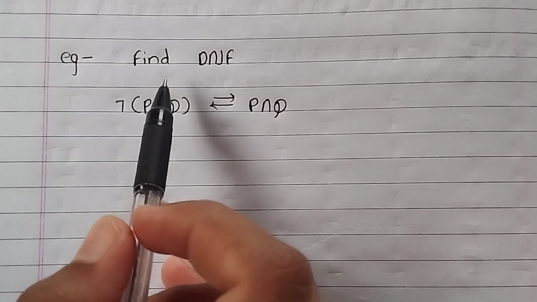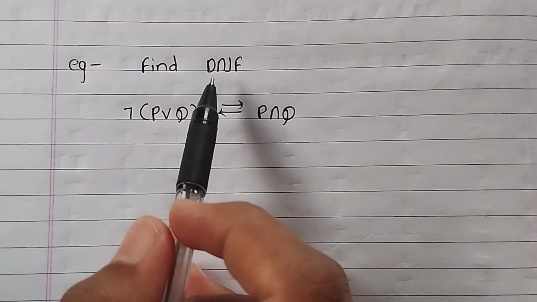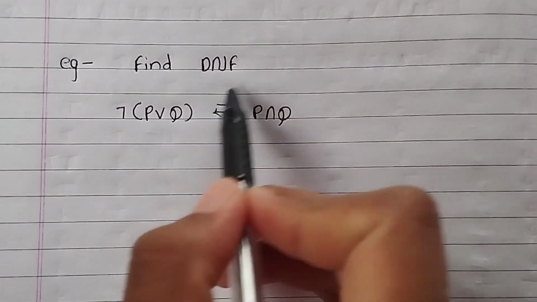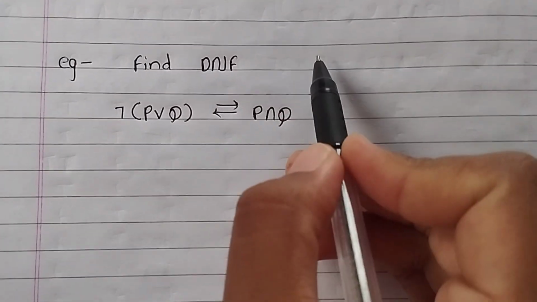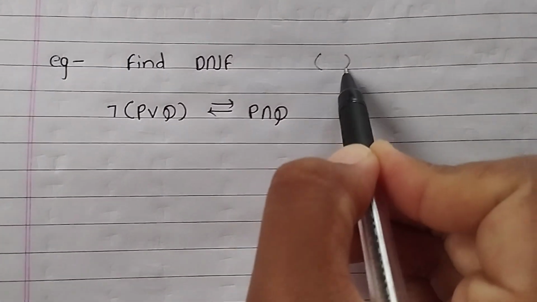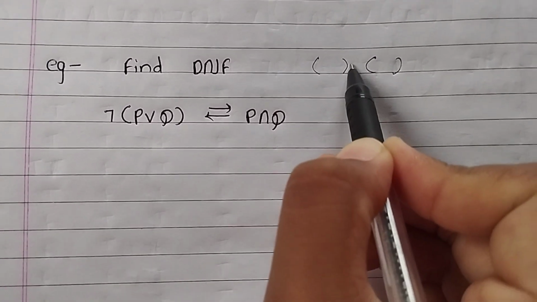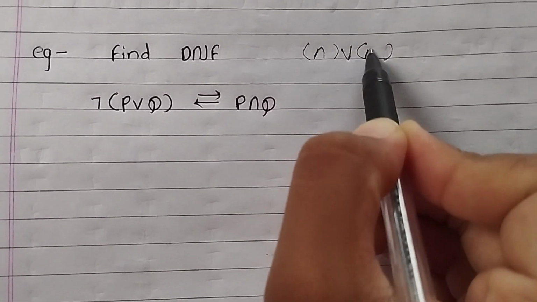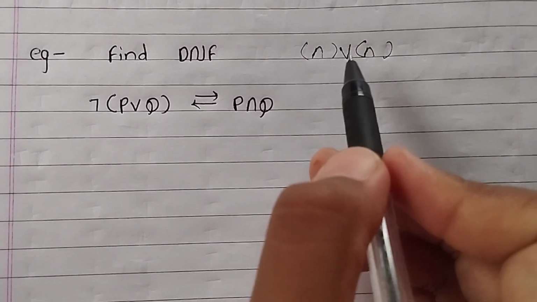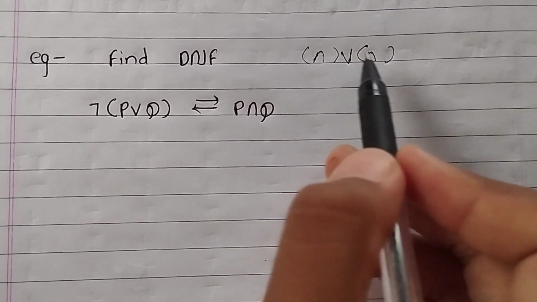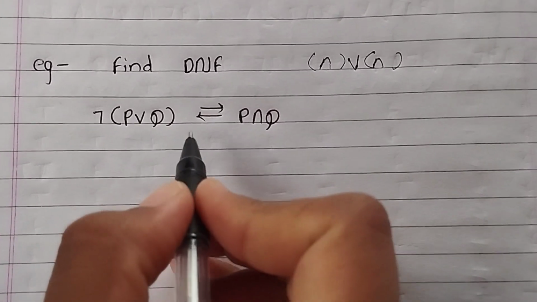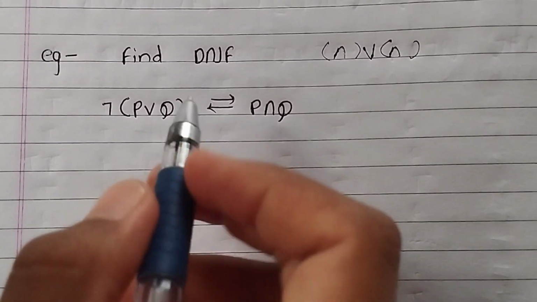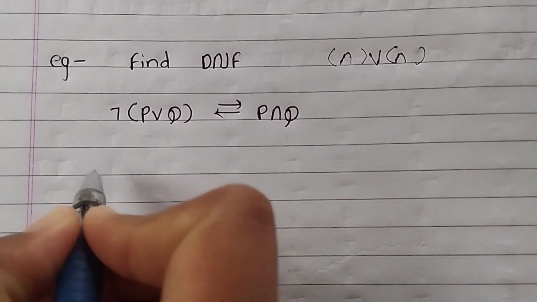So first example, find DNF. DNF means disjunction normal form. Which type of output we want: two brackets connected with disjunction, meaning OR, and inside the brackets all other connectives are AND. This is the form of DNF, disjunction normal form. So okay, we start now to solve. First we use the biconditional law and solve the whole equation.